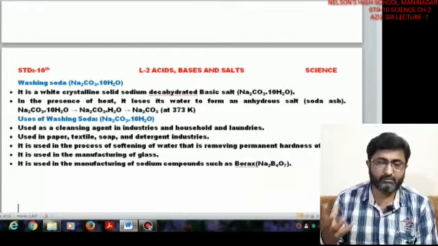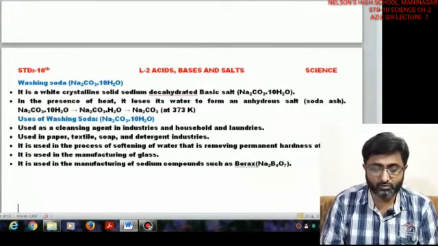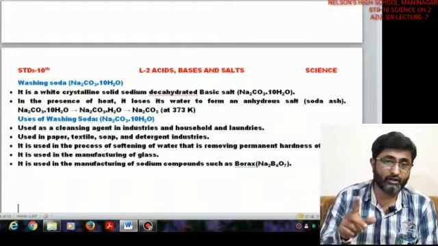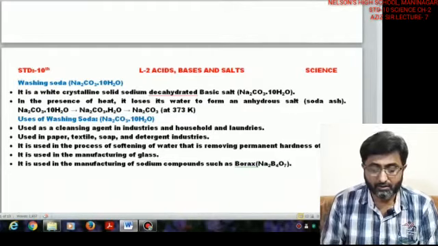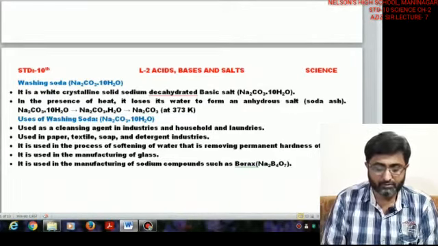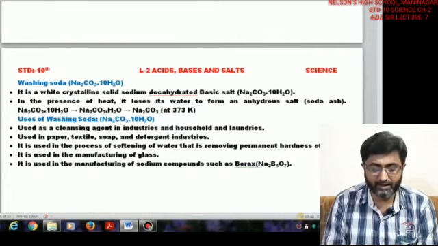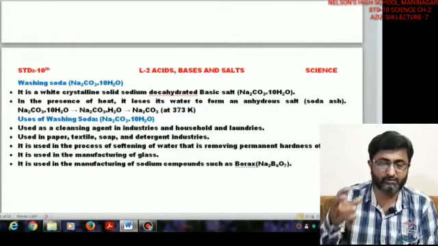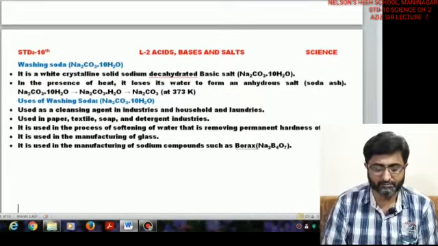So this washing soda is a white colored crystalline powder. It is sodium decahydrate, 10 molecules is called deca. So sodium decahydrated basic salt, right. Deca means 10, hydration means water. So decahydrated basic salt, it is basic by its nature.